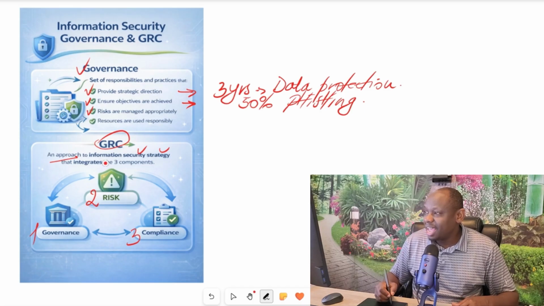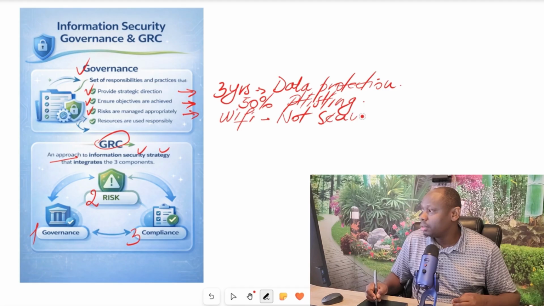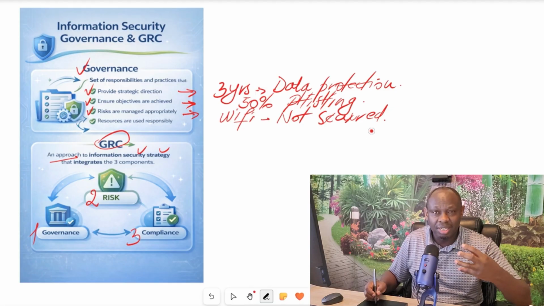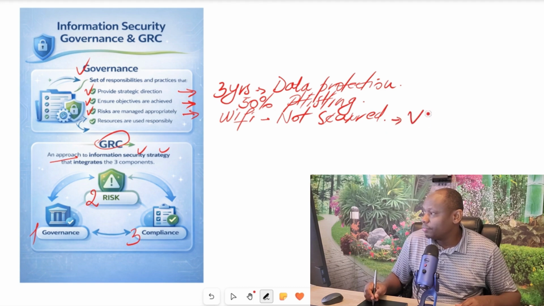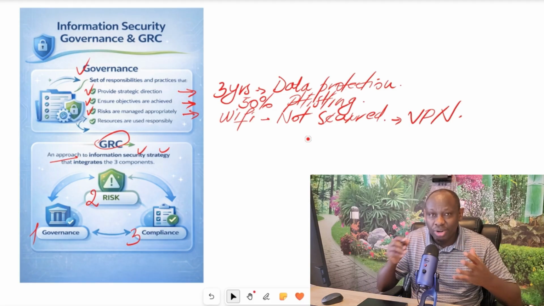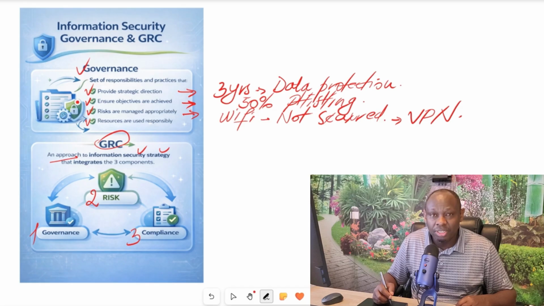Next, risks are managed appropriately. Let's say, for example, you identify your employees are using a Wi-Fi that is not secured. What do you do? Of course, you tell them or you advise, you implement the use of VPN. You see, this is how you assess your risks.